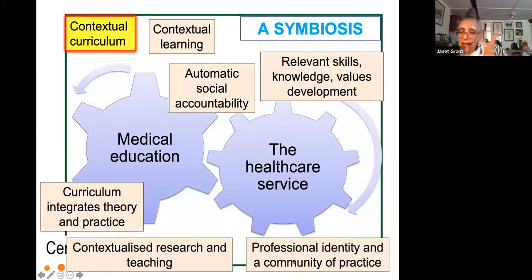So designing your curriculum isn't about a theory. It's about starting from practice. What are you trying to do? Where are you going to do it? What skills, knowledge, development is needed in order to do that? And that includes all the basic sciences, the clinical sciences, the experience, the understanding of the community, the communication skills, everything.